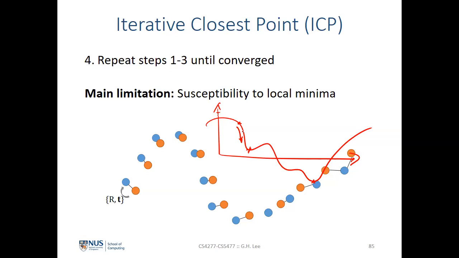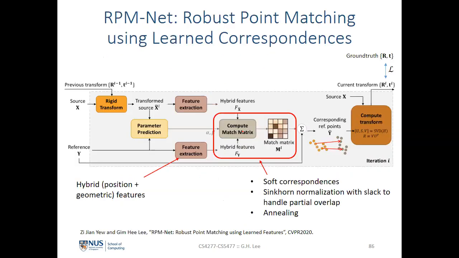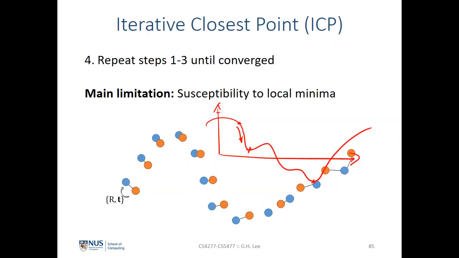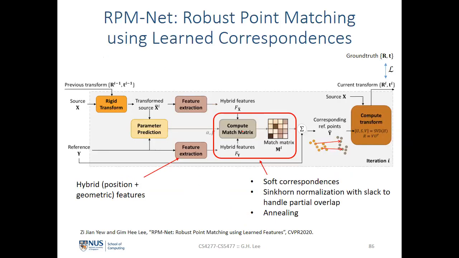That's where deep learning, or learning from data, can potentially help. So what we did here is that we proposed this RPM-Net. And by the way, there's also one problem with this, which is that if there is an outlier anywhere, then it might potentially also screw up everything. So we proposed this RPM-Net, the Robust Point Matching Network.